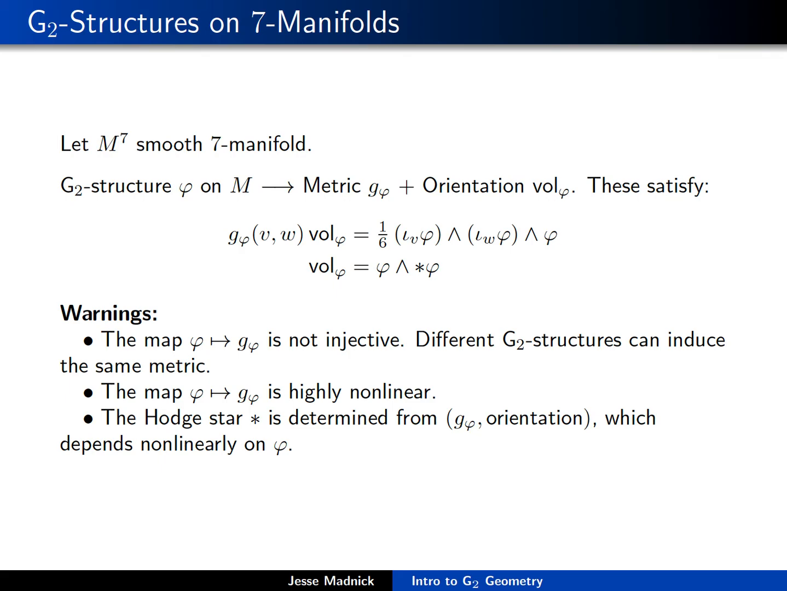Okay, moreover, this map sending a G2 structure to its induced metric is a highly nonlinear map, which is somehow a very big difference from the situation in Kähler geometry. Moreover, the Hodge star is determined from the metric and the orientation, which itself depends nonlinearly on phi. So really, when you see star phi, there's somehow a nonlinear kind of dependence going on here.